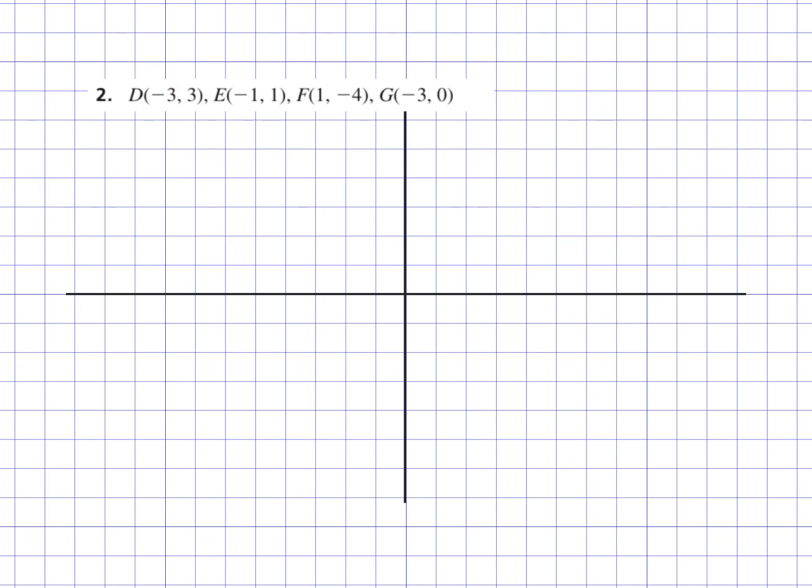So let's do this one. Negative 3, 3. That's D. Negative 1, 1 is E. 1, negative 4. That's F. G is at negative 3, 0. All right, so what do we have here?